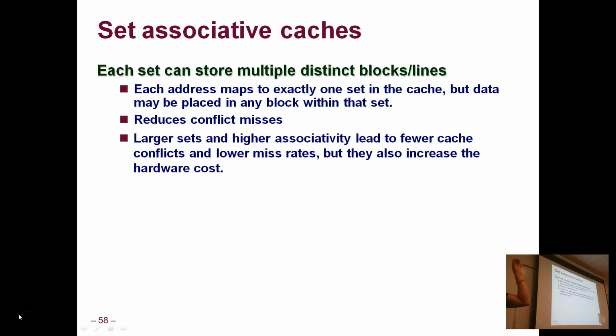So if you go 0, 8, 0, 8, 0, 8, like we had in the previous lecture, you can put both 0 and 8 into that set. And then when you go back and forth, you'll hit every time. So when you have a cache that has really high associativity, this can lead you to much fewer cache conflicts. But it turns out they increase the hardware cost of your cache significantly.